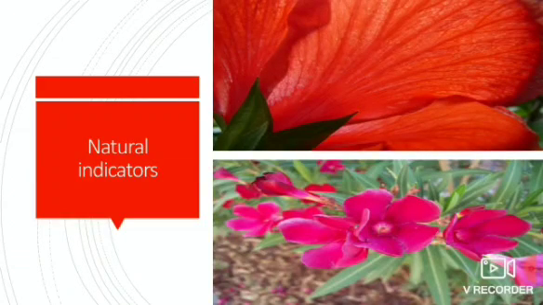What other indicators are there other than petals of hibiscus and oleander? We also have beetroot, mango leaves, turmeric. Already you have done an experiment with turmeric. So these are natural indicators.